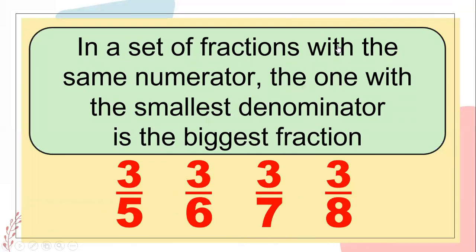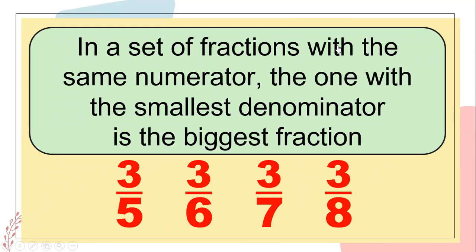In a set of fractions with the same numerator, the one with the smallest denominator is the biggest fraction. As you can see, we have 3/5, 3/6, 3/7, and 3/8. 3/5 has the smallest denominator, but this is considered the biggest fraction. And 3/8 has the greatest denominator, so it is considered the smallest fraction.